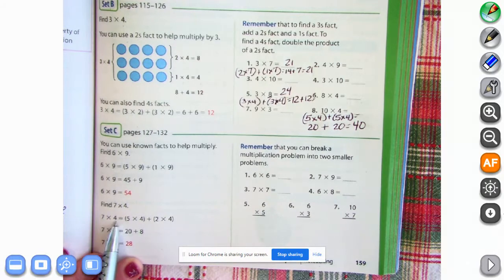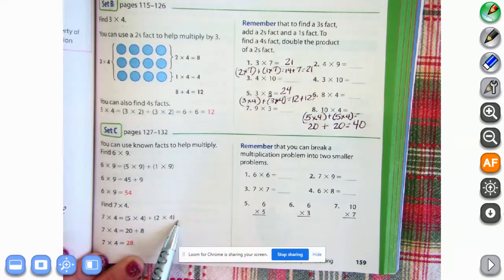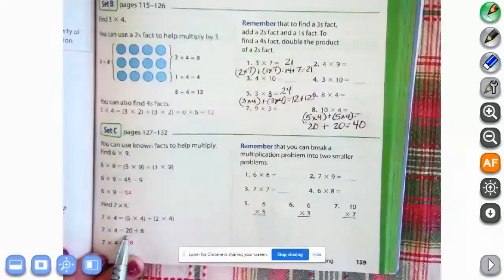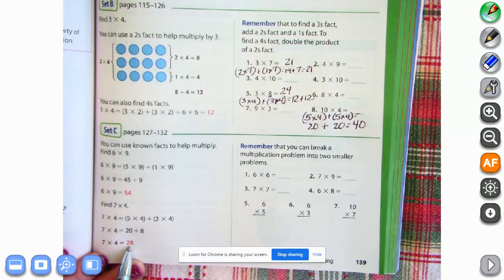Okay, breaking down this one. 7 times 4 equals a 5 times 4 plus a 2 times 4. 5 times 4 is 20. 2 times 4 is 8. 20 plus 8 equals 28.